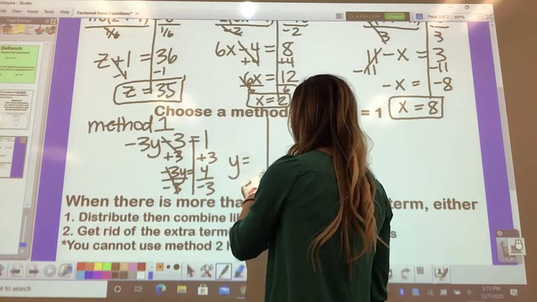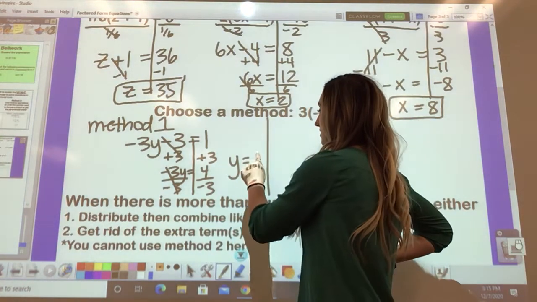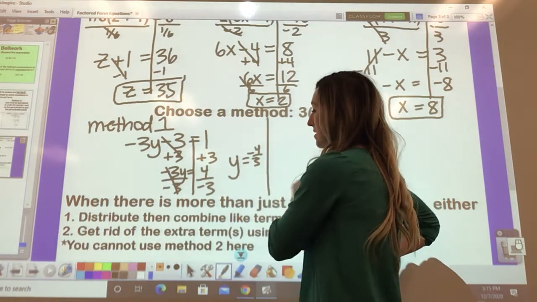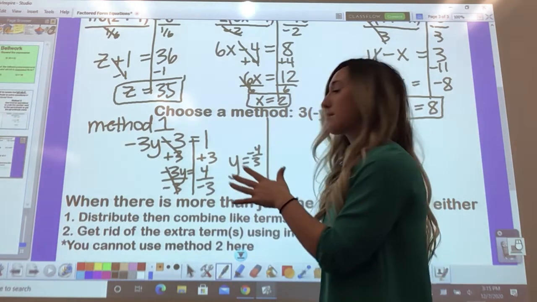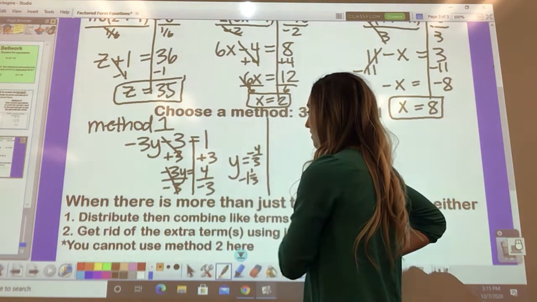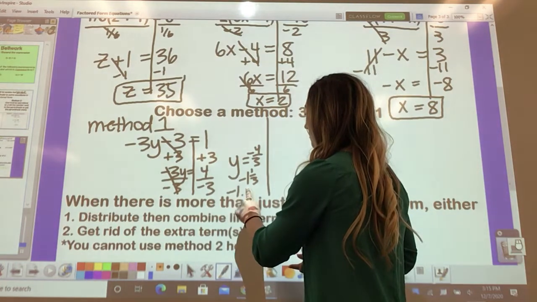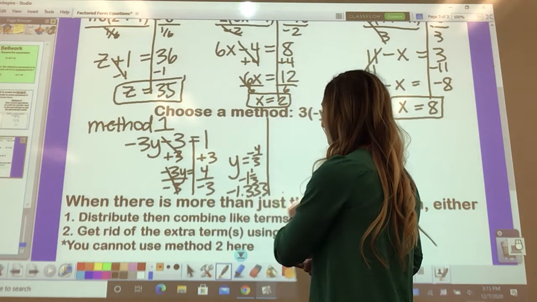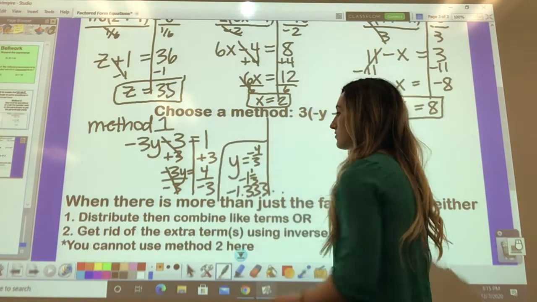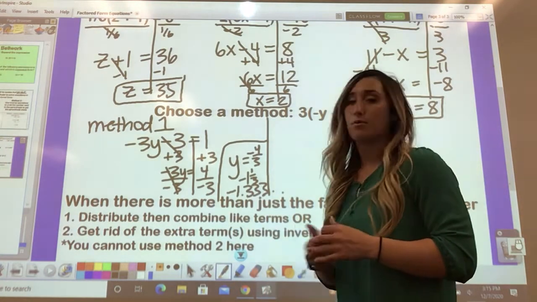So y equals 4 divided by -3, which you could leave as -4/3, or as a mixed number, that would be -1 1/3. Or if you use a calculator, -4 divided by 3 is -1.333. So y could be any one of those options: -4/3, -1 1/3, or -1.3 repeating.